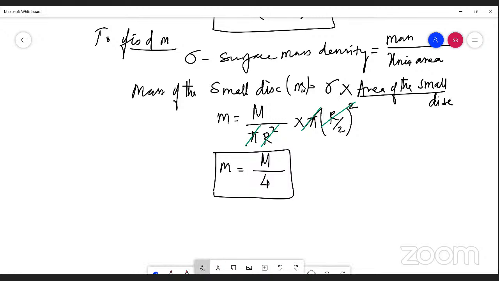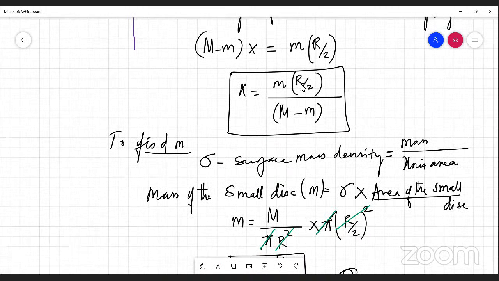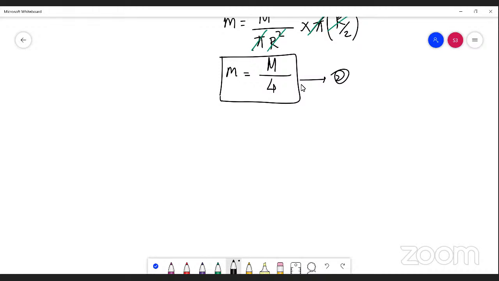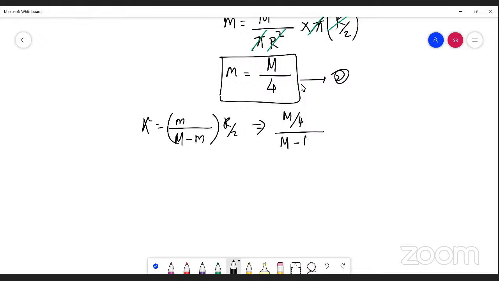Now you just make this as equation number 2, and then you make the other one as equation number 1. So if you substitute 2 in 1, you will get the result that you have x is equal to small m divided by M minus small m, into R by 2. This is what you have in your expression, right? So I can write small m is capital M by 4 divided by capital M minus capital M divided by 4, into R by 2.